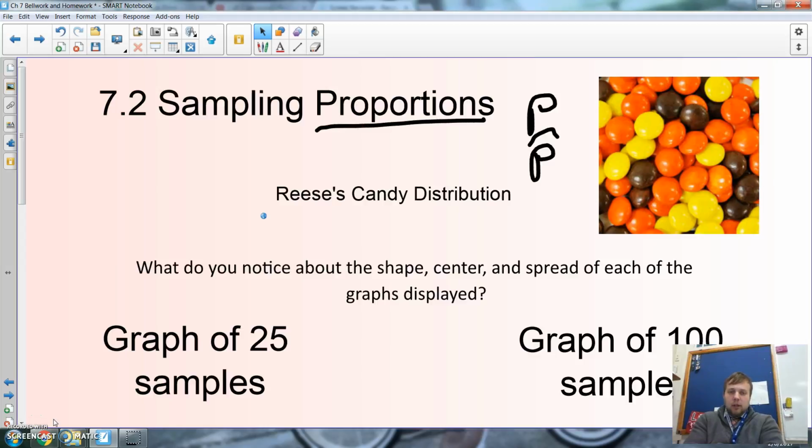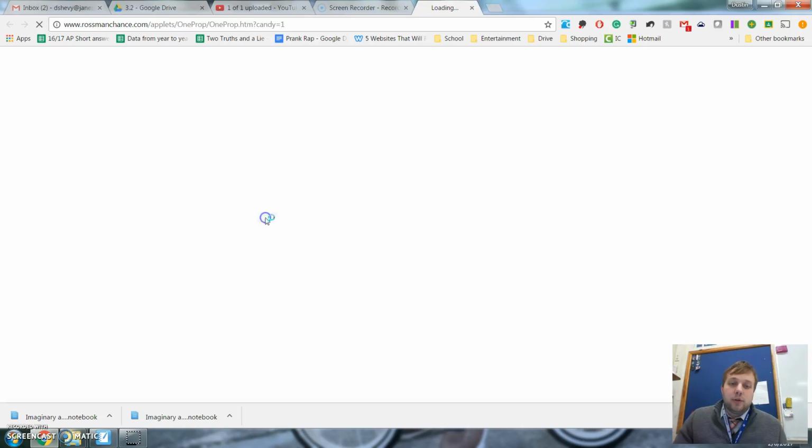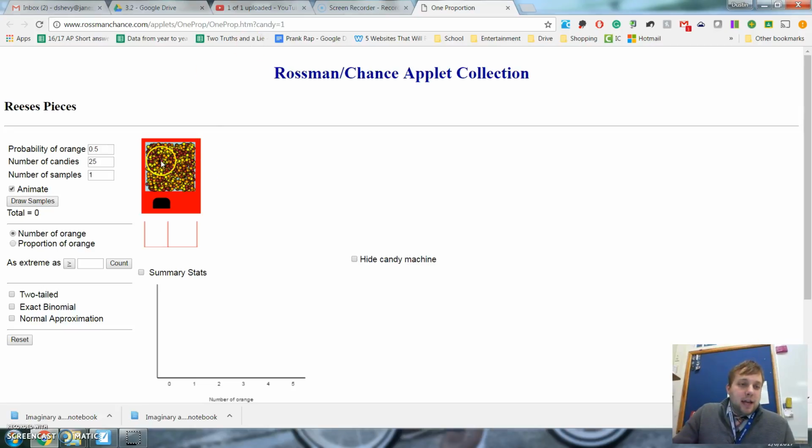So, first of all, I'm going to give you a little scenario about Reese's Pieces, and if I was there, I would give you all Reese's Pieces today, but I'm not. So anyways, I'm going to show you, there's a little candy generator here, and let's say the probability of getting an orange candy is 50%, and let's say we take a sample of 25. So we're going to take 25 candies and count how many are orange.